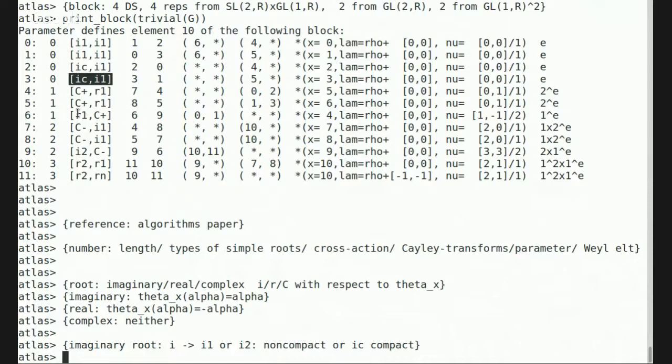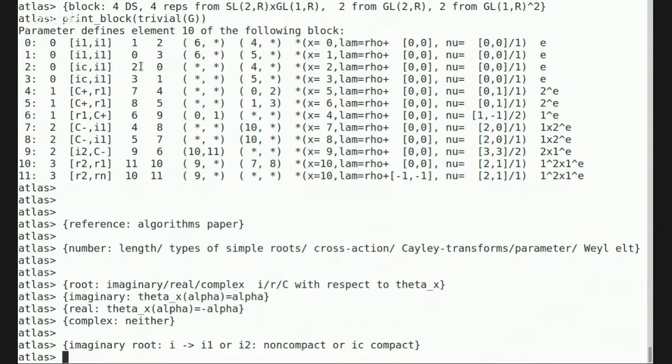Okay. And then as you go down, you see that, for example, here we have a complex root denoted by capital C. And the plus means that if you apply theta x to that root, it's still a positive root. And the second root has become real. Okay, so that's the information in this column. And I'll just mention that real roots, just like imaginary roots, come in three flavors: R1, R2, and Rn. And I won't say more about that at the moment.